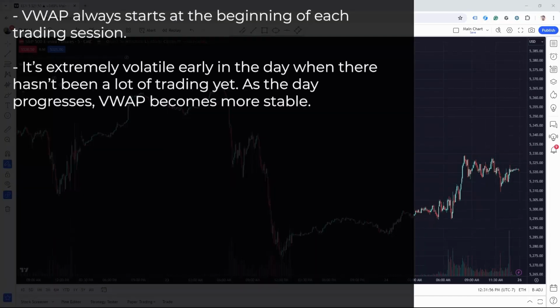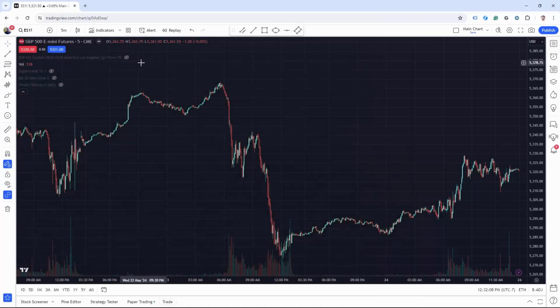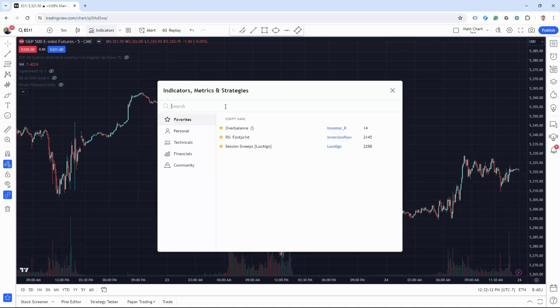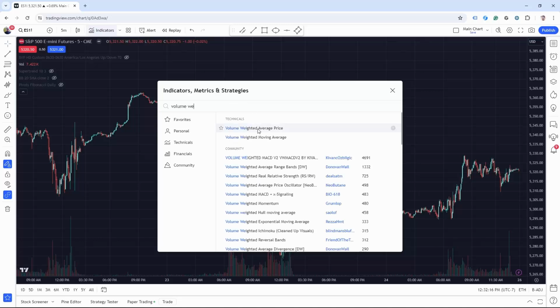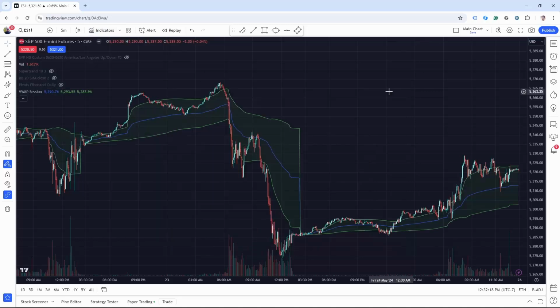VWAP always starts at the beginning of each trading session. It's extremely volatile early in the day when there hasn't been a lot of trading yet. As the day progresses, VWAP becomes more stable. To show that in TradingView, we can go onto any chart and click on Indicators, search for Volume Weighted Average Price. Click on that to put it on our chart.